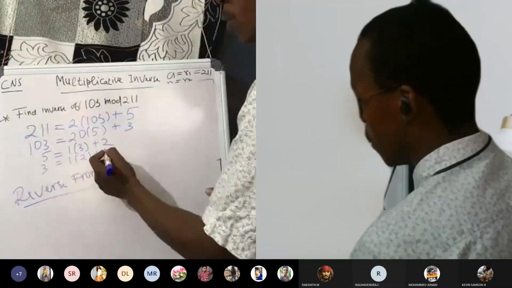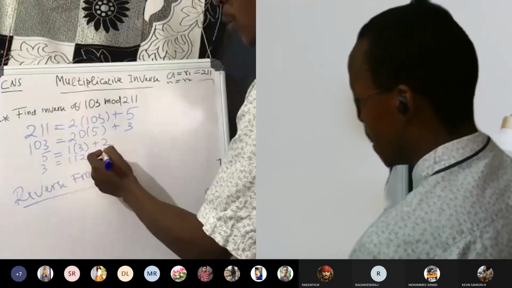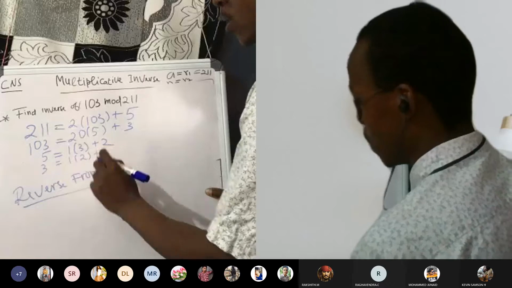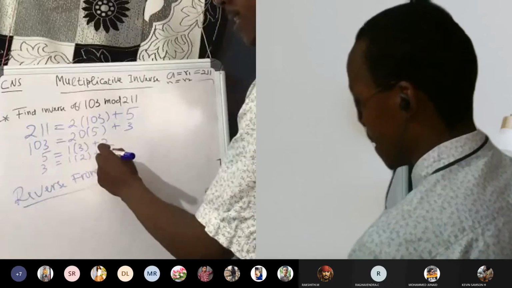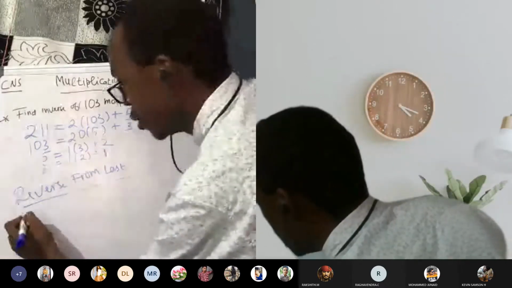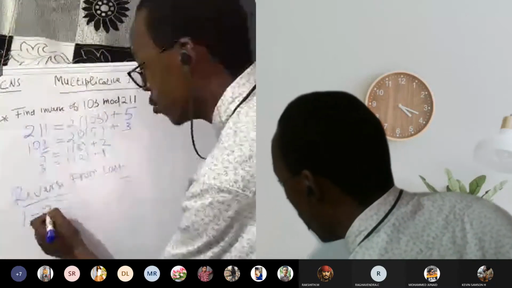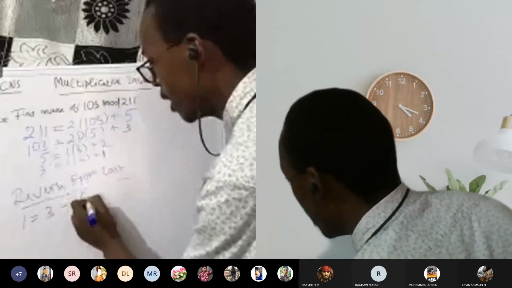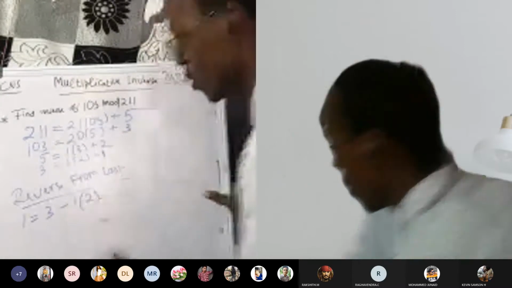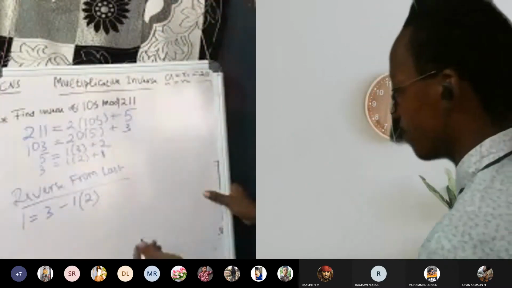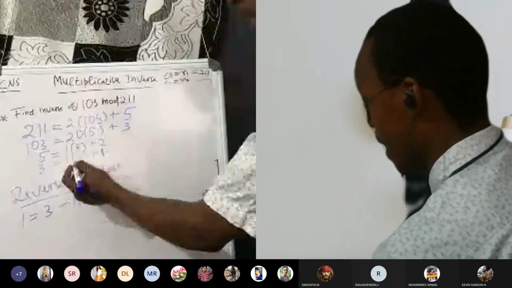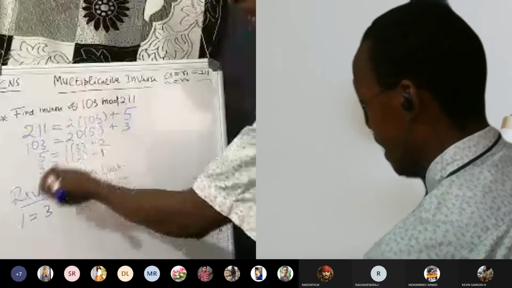Even if you can continue to 0, what you want is 1. When you reach where the remainder is equal to 1, then that's all. You can start from here to reverse, okay? When you reverse, you mean that 1 is equal to 3 minus 1 into 2, correct? Now, this is the value of 1, okay? Now we are going to reverse.